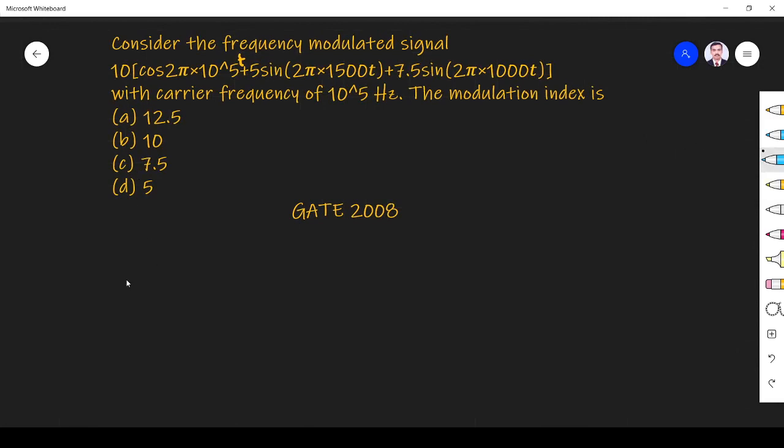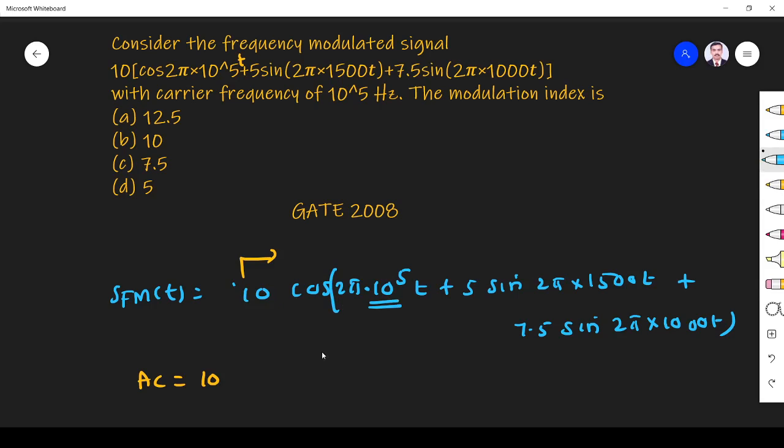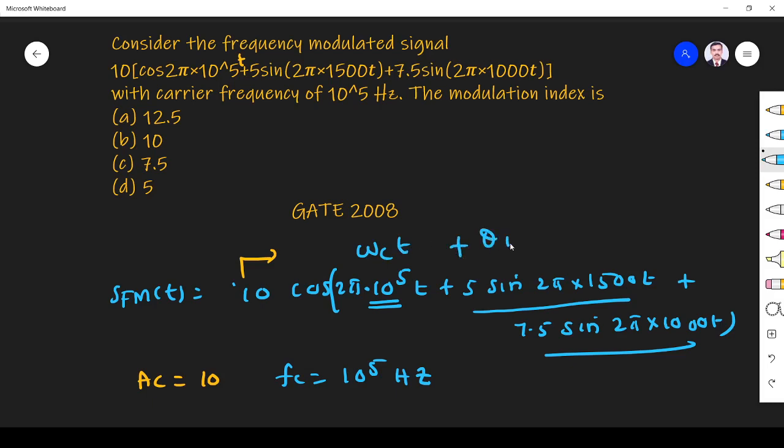The FM wave they have given is FM of t equals 10 cos 2 pi into 10 power 5 t plus 5 sin 2 pi into 1500 t plus 7.5 sin 2 pi into 1000 t. From this, what are the things we know? This is the amplitude of the carrier, so Ac is 10. It is cos 2 pi fc t, so fc is 10 power 5 hertz. This is omega c t, and I can write the angle as omega c t plus theta i.